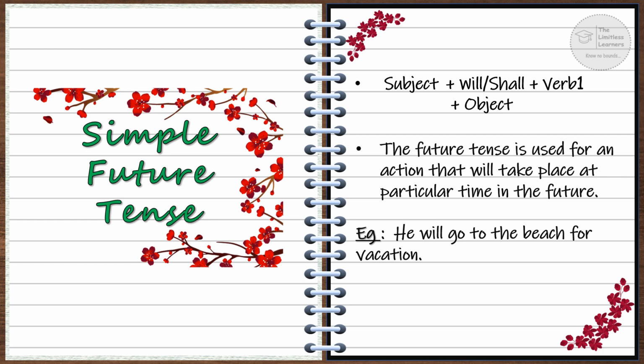The next tense is the simple future tense. Subject plus will, shall plus verb first form plus object. The future tense is used for an action that will take place at a particular time in the future. Example: he will go to the beach for vacation.